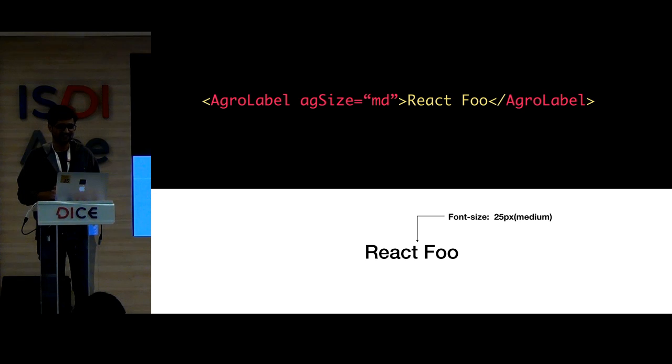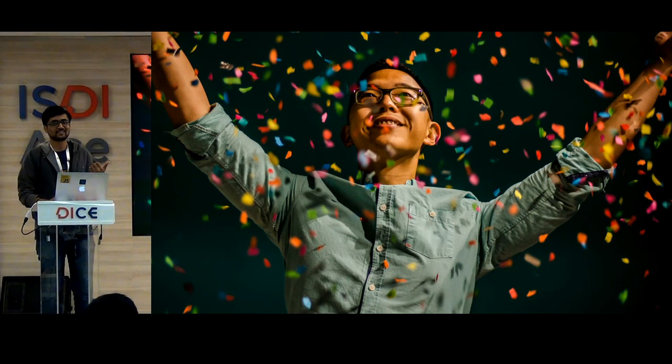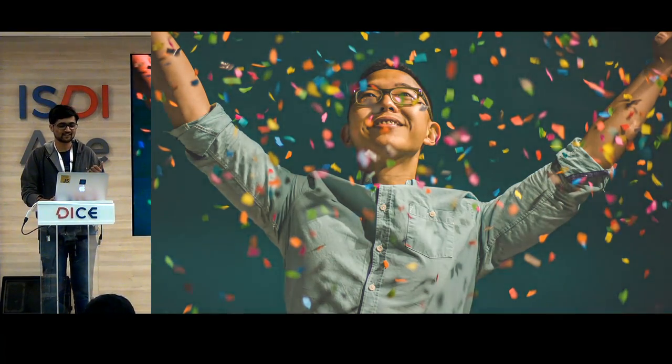This is super cool, right? Now we are not talking in terms of 20-25 pixels. We are talking in terms of the design system's sizes. That is a huge advantage. Who is this guy? We developers, right? So we were not happy before. Now we like this.